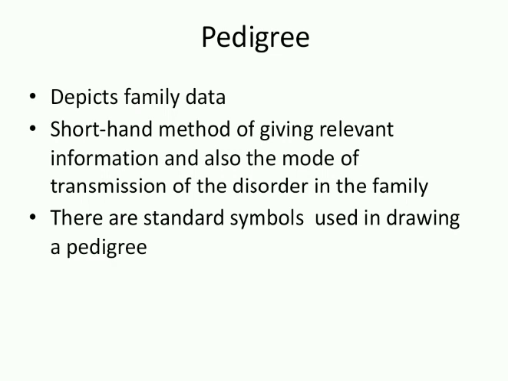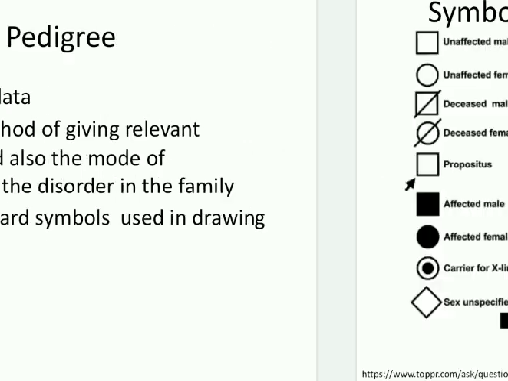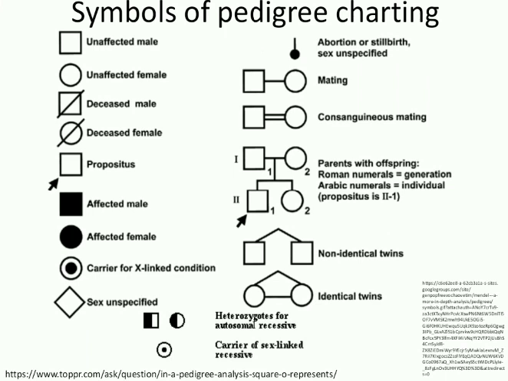Then you also ask about the other relatives, and now you want to construct a pedigree analysis. That means you are putting together a family tree to know what type of inheritance is there. So that is called pedigree analysis. For this, you have to know some symbols to draw the pedigree. This pedigree is a shorthand method of giving relevant information about the mode of transmission of a disorder in the family. And these are the symbols of pedigree charting.